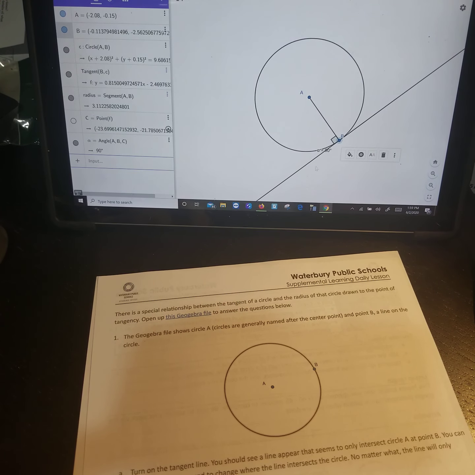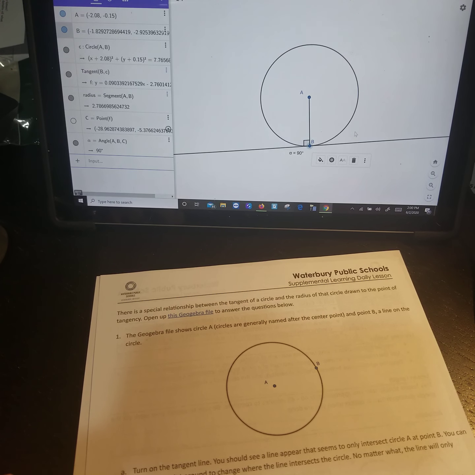The tangent, by definition, is perpendicular to the circle, but it's perpendicular to the radius. The reason I say perpendicular to the circle is because the radius makes a perpendicular line to the tangent.